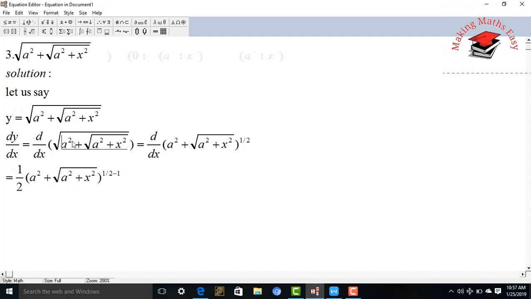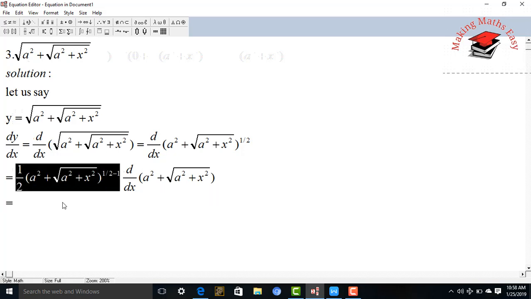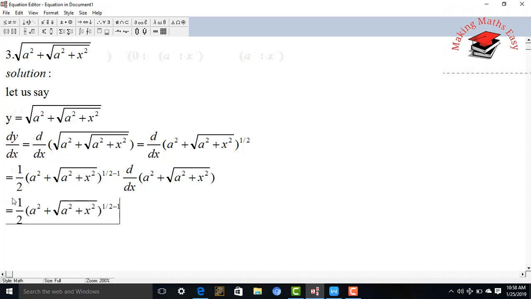After taking the derivative of this function, I will take the derivative of the remaining function, the square root of a square plus x square. So let's start. First, this expression is multiplied by d upon dx of this particular expression, or the derivative of this particular expression. So I can write it as d upon dx of this particular function. Now, we will not write the final answer yet, but we will solve it step by step. So this will be equal to this.